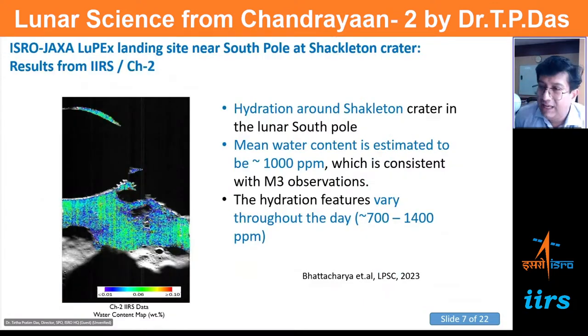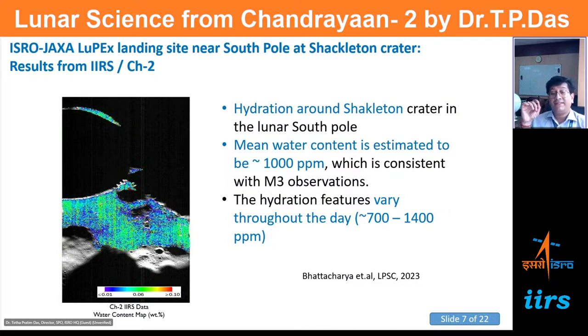Then there was also another result for a proposed mission between ISRO and the Japanese Space Agency JAXA. This is not a mission which is approved yet. The mission is planning to go to the polar regions of the moon, the southern polar region of the moon, near a permanently shadowed region in search for lunar water and volatiles. So this IIRS instrument has done a lot of analysis near the possible landing site at the Shackleton crater.